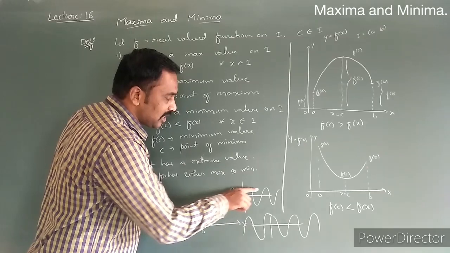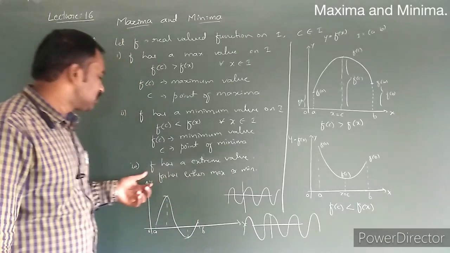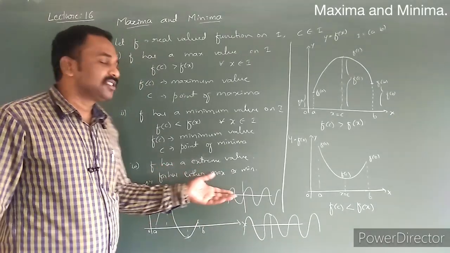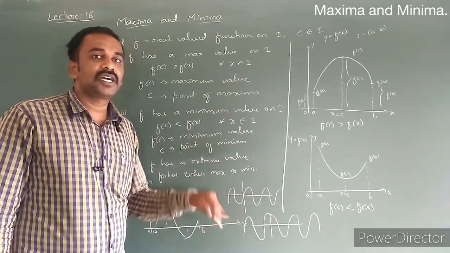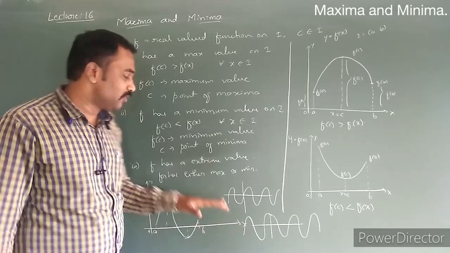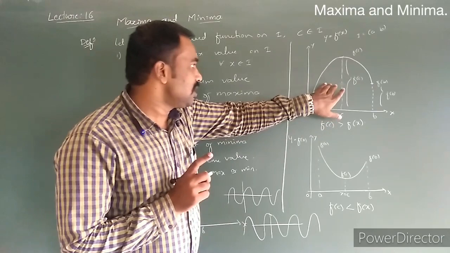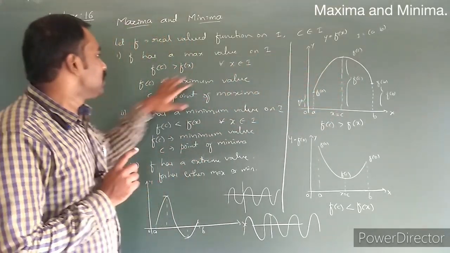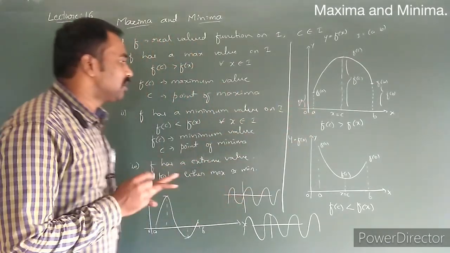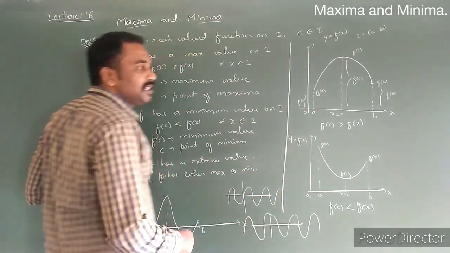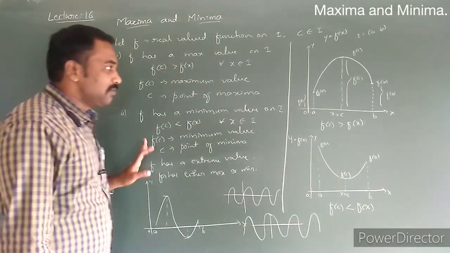So here observe that there are maximum values and minimum values. This type of function has extreme values. If the function has both maximum and minimum value, such a function we say has an extreme value. If the function has only a maximum value, then f of C is the maximum value and C is the point of maxima. If the function has a minimum value, then f of C is the minima and the point C is said to be a point of minimum.